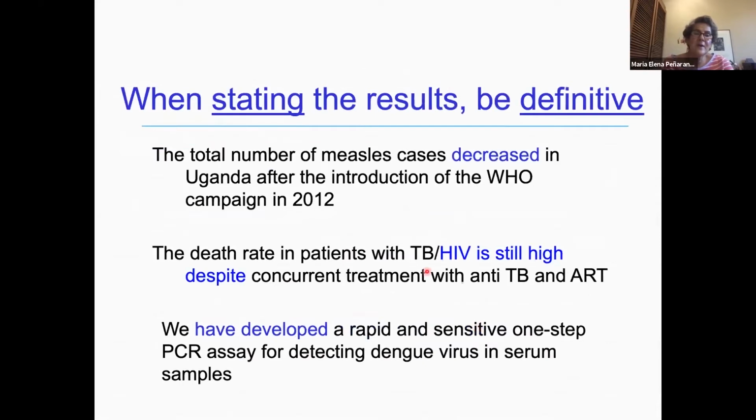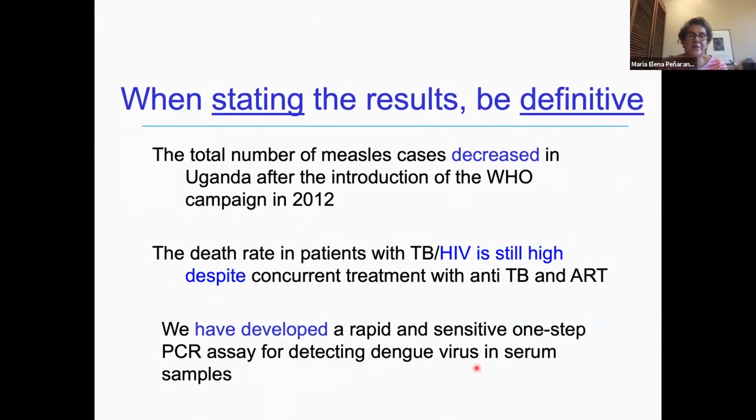So when stating the results, be definite. This is the same style we talk about for the whole article. Total number of measles cases decreased in Uganda after the introduction of the WHO campaign in 2012. So they decreased, something increased, something was revealed. The death rate in patients with TB and HIV is still high despite the current treatment. So this is your finding, and it is still high. So we have developed a rapid and sensitive one-step PCR assay for detecting dengue virus in serum.